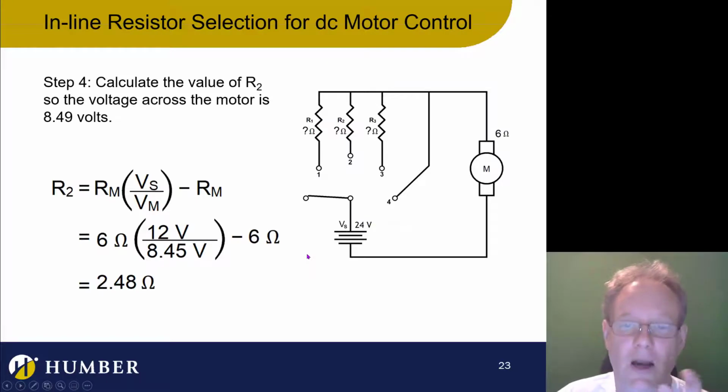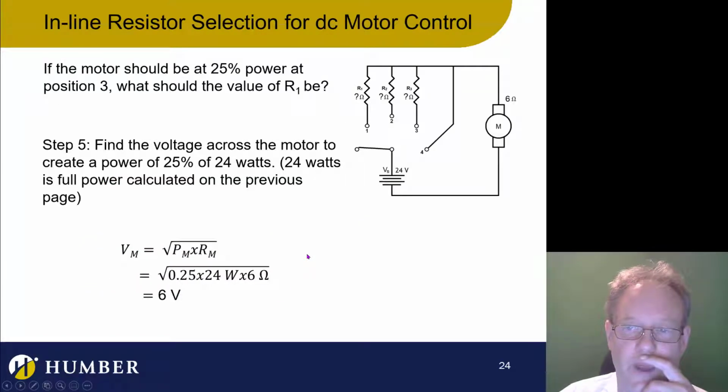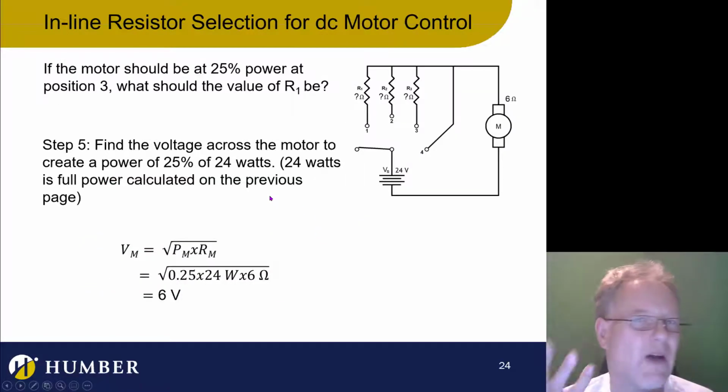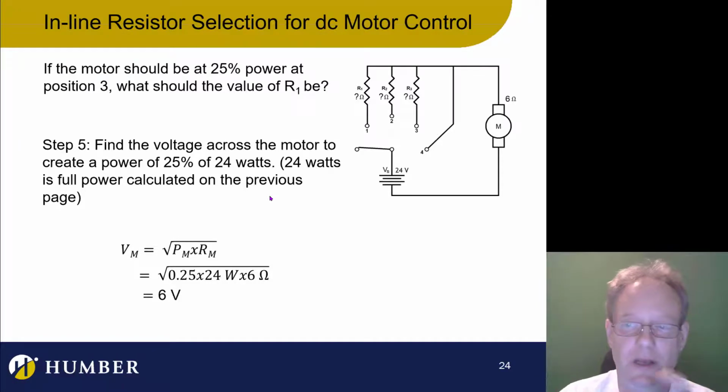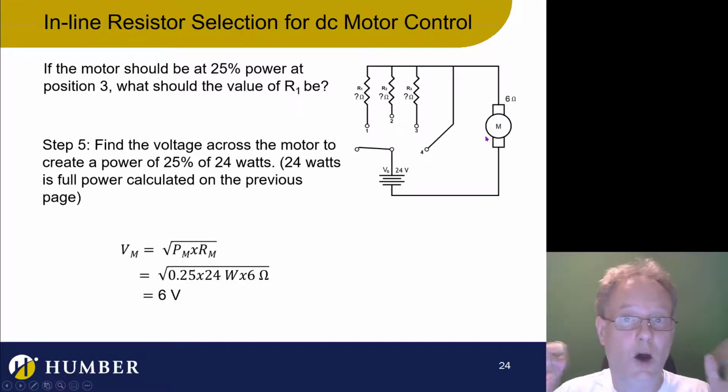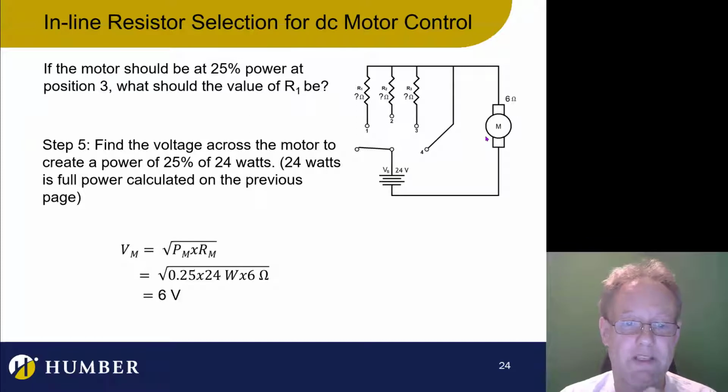So now our last selection, R1. The way we do that is we're going to say, okay, what's the power at R1? It's 25%. So again, all we need to do is calculate the voltage that I need to apply to that motor if I want it to run at 25%. And we're going to see that it's 6 volts. Do you understand how cool that is?